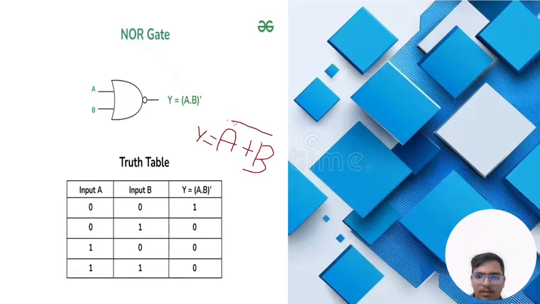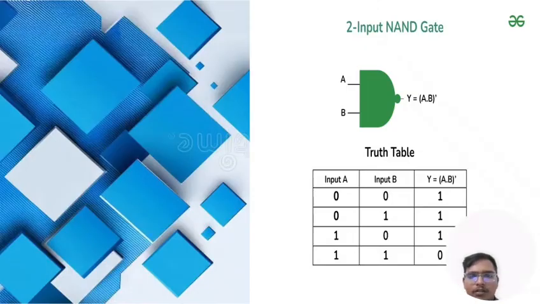There is a wrong symbol here. Sorry for the inconvenience. Y is equal to A plus B whole complement for the NOR gate, so we can get the respective outputs. Next, the second one is the two-input NAND gate. This is the correct symbol for the NAND gate.